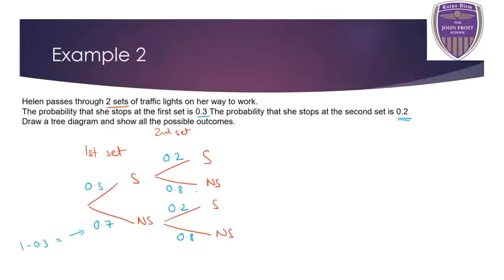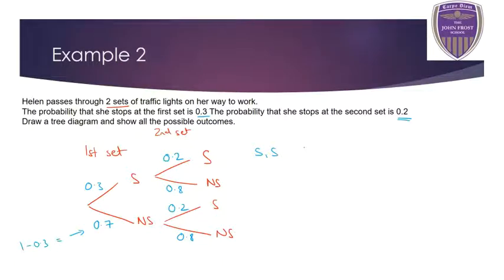Okay, so once we fill the diagram out completely, including the probabilities, and obviously this time I'm giving you them in decimals rather than fractions, but it's the same sort of thing. So we're still going to get 4 different outcomes now across these 2 sets of lights. The first outcome is that she stops at the first set and she stops at the second set. So that's just following these 2 here.